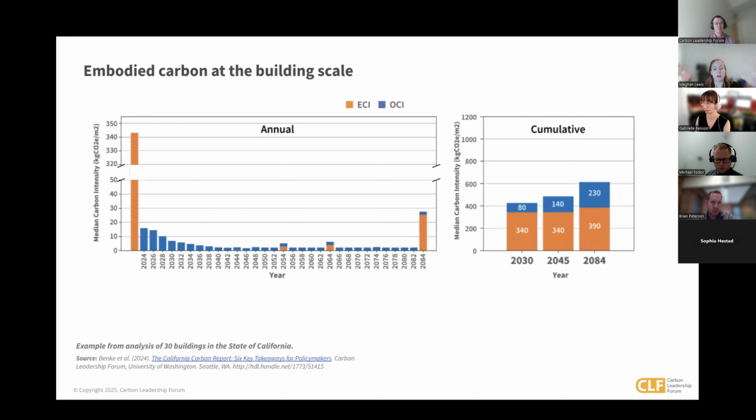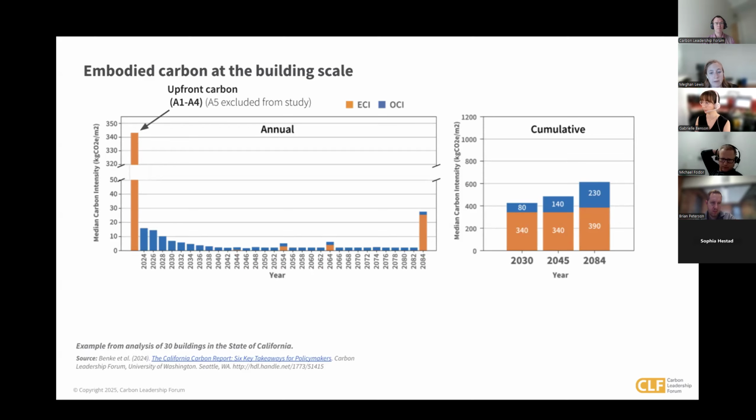So that's taking a global view, but when you zoom in on a single project, you also see that embodied carbon is really important, especially when we're looking at the shorter term, the next few decades, where we can make a really big difference in terms of climate change. So these charts show the results from a California carbon report we published in 2024, which looks at embodied and operational carbon from 30 new buildings in California. So embodied carbon here is orange and operational carbon is blue.